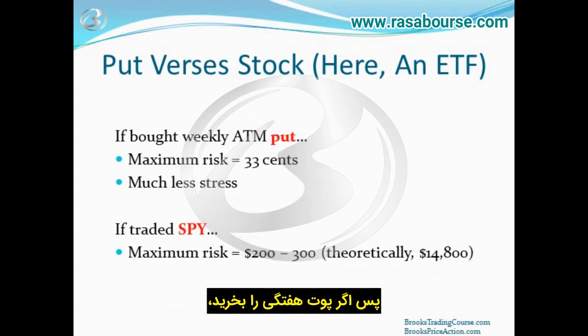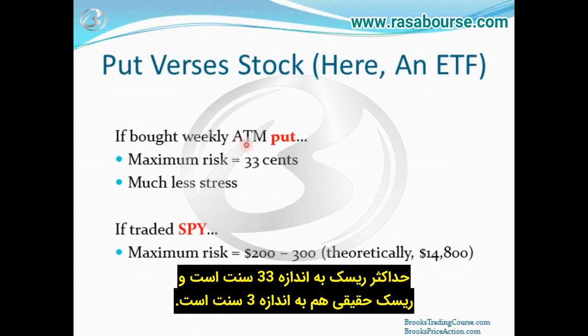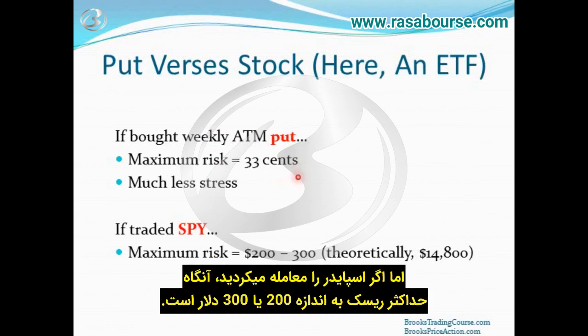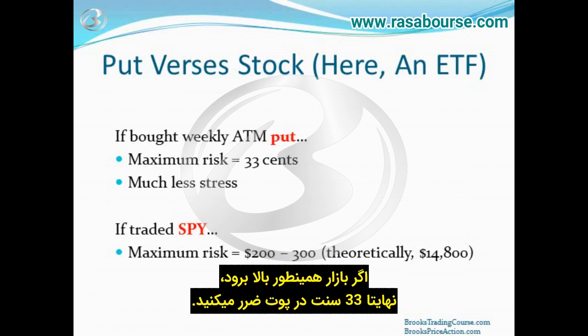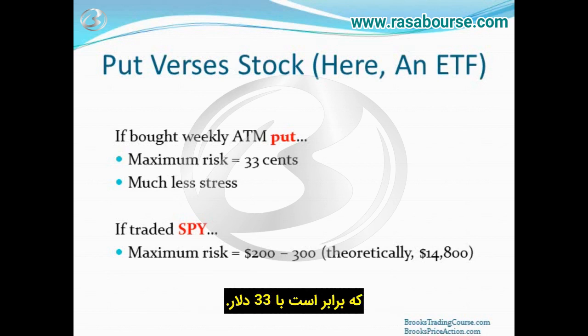Okay, if you bought the weekly put, maximum risk 33 cents, actual risk was only 3 cents, and much less stress. If you bought the spider, your maximum risk realistically was $200 to $300. If the spider raced up another $2, $3, you could easily lose $200 to $300 if the market went into some kind of blow off top. Whereas the most you could lose with the put is 33 cents, which is $33.